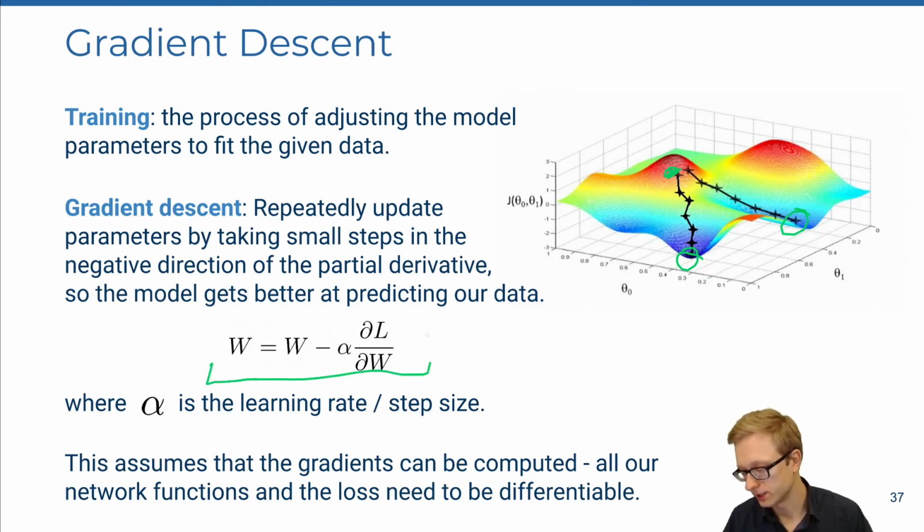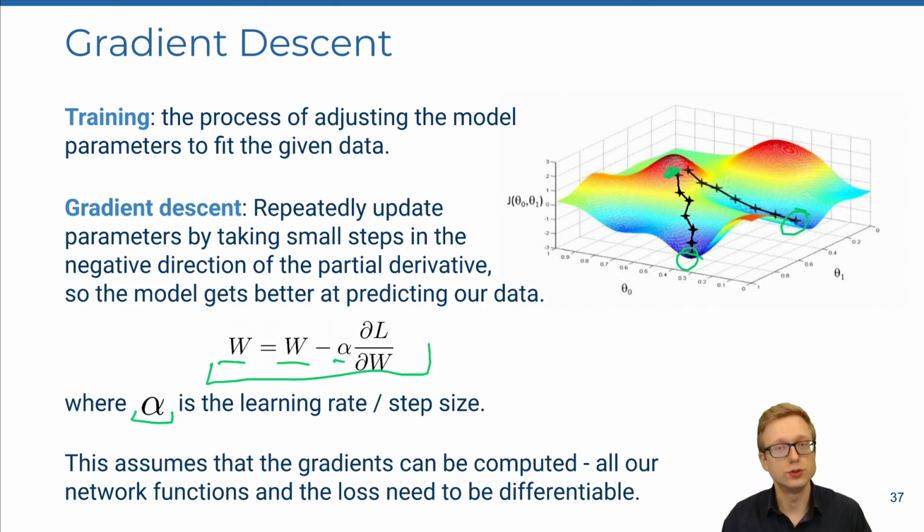So here is the general, very important formula for updating our weights during gradient descent training. The new weights equal the old weights minus the learning rate times the partial derivative of the loss with respect to the weights. The learning rate is just a hyperparameter that we choose, and we can tune this, for example, on the development data. So we train many different models with different learning rates, and we see which one performs best on the development set.